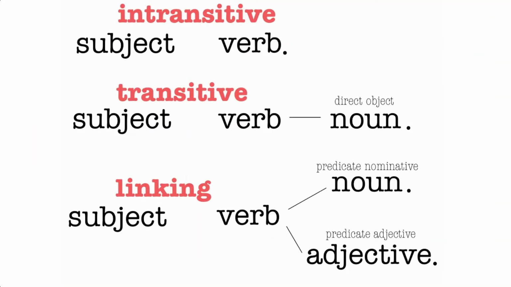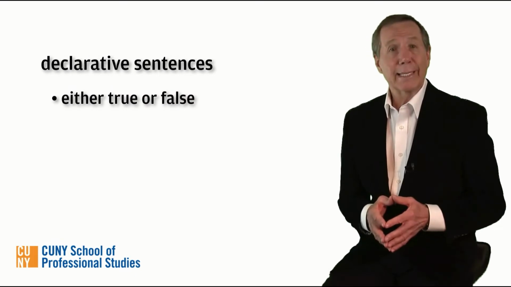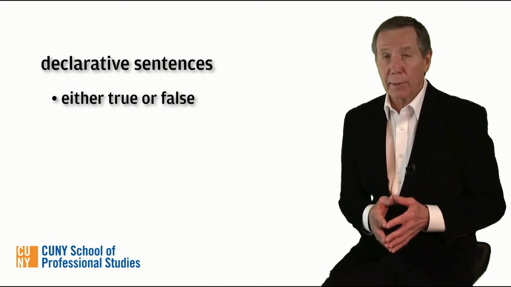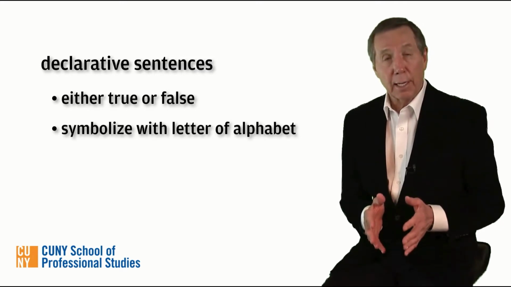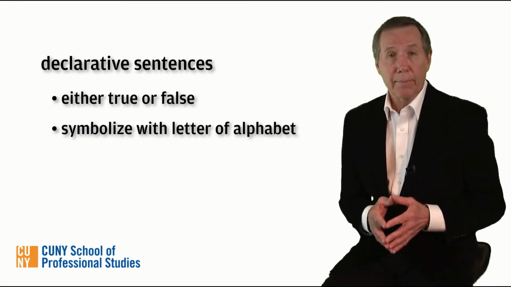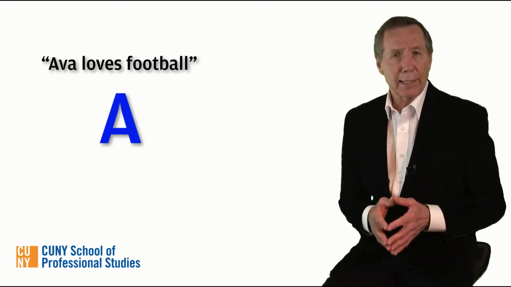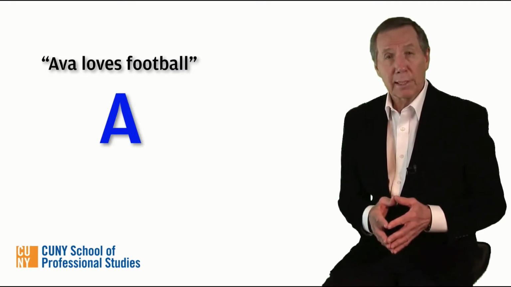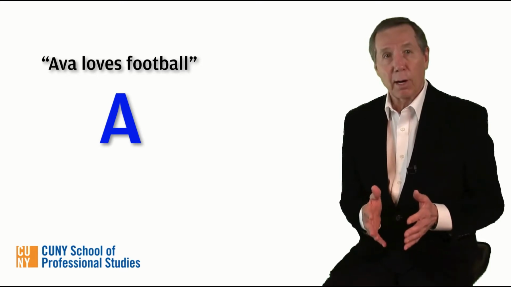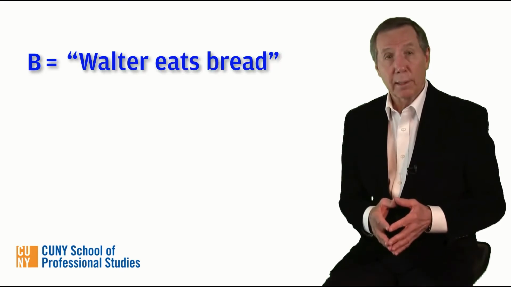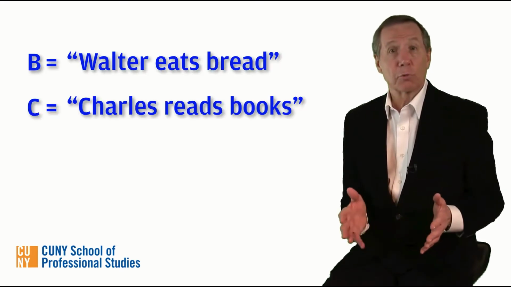And we'll make things even simpler. We won't bother with the usual grammatical distinctions between the parts of a sentence, such as subject, verb, and predicate. In fact, we'll ignore the internal structure of the sentence altogether and instead treat it in the simplest possible way by symbolizing the entire sentence with a letter of the alphabet, say the capital letter A. So for a sentence like "Ava loves football," we could simply use the letter A as a stand-in or substitute for it. Similarly, we can let other capital letters stand for other sentences, as in the following. Let the letter B stand for "Walter eats bread," and let the letter C stand for "Charles reads books."